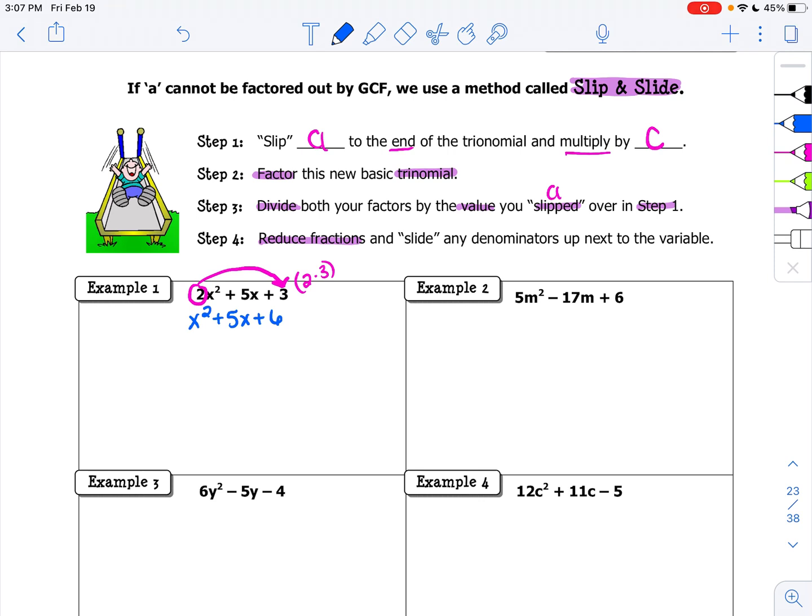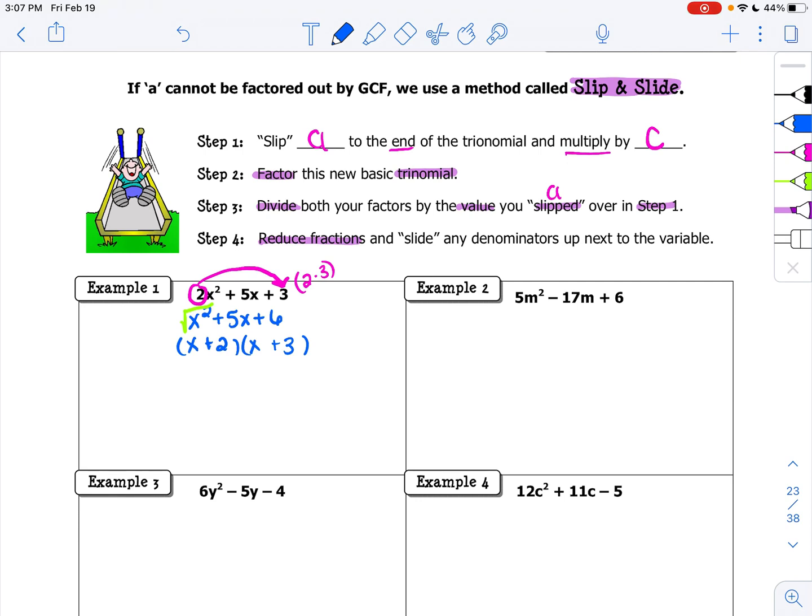Next, we factor it just like a regular trinomial like we did in our previous lesson. So we set up our two binomials. The square root of x squared is x. And then two numbers that we can multiply together to get 6 and combine to get 5 are positive 2 and positive 3.